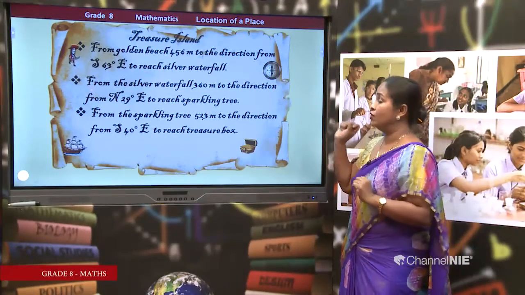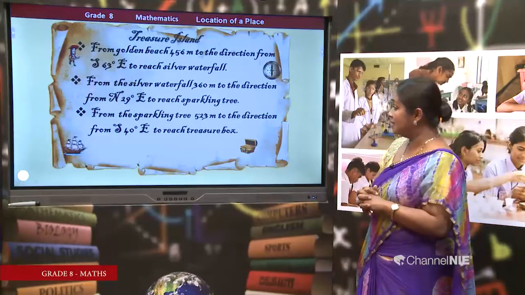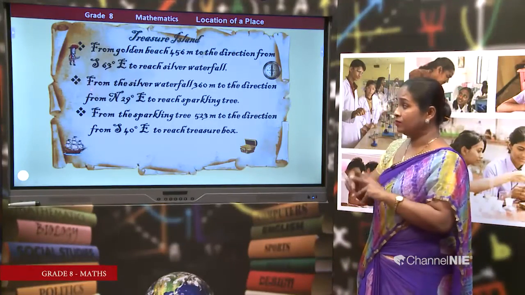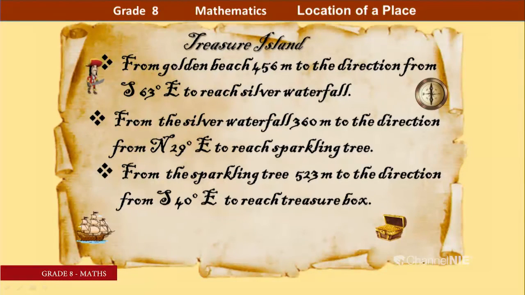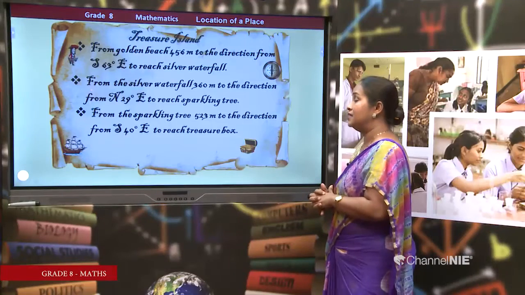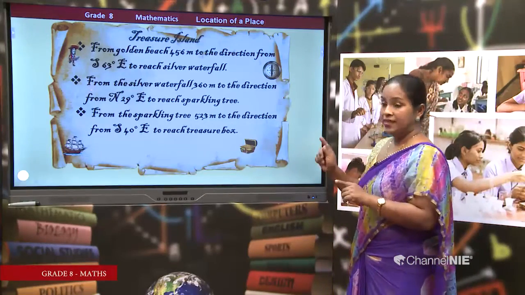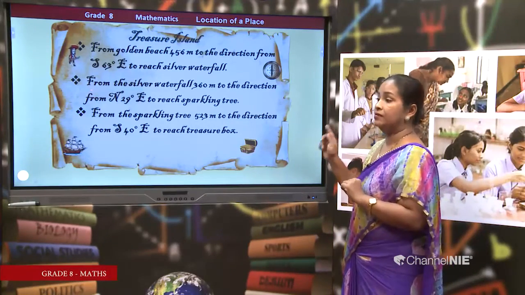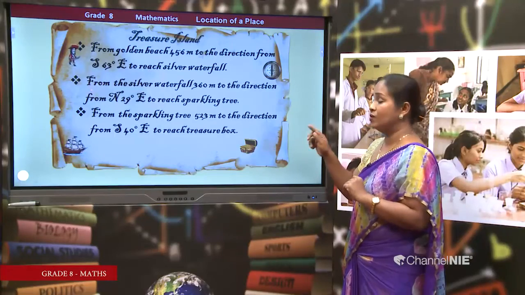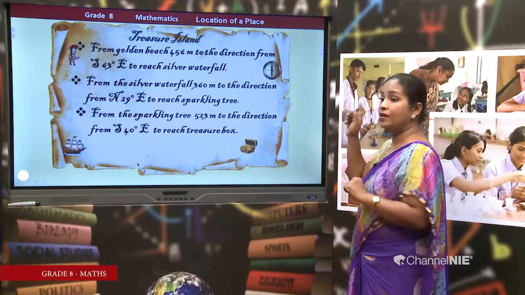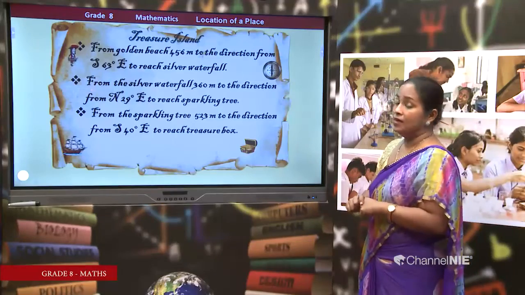From the Silver Waterfall, 360 meters in the direction from north to east. What is the angle? 29 degrees to reach the sparkling tree. Shall we check it again? What is the distance? 360 meters. What is the direction? North to east. What is the magnitude of the angle? 29 degrees. Then you can reach the sparkling tree.